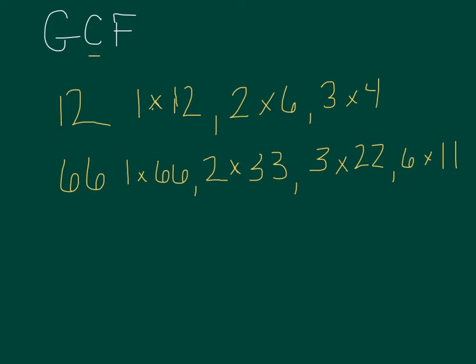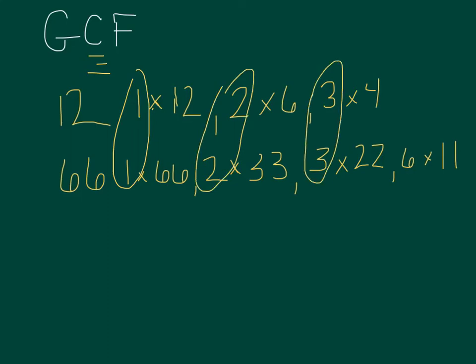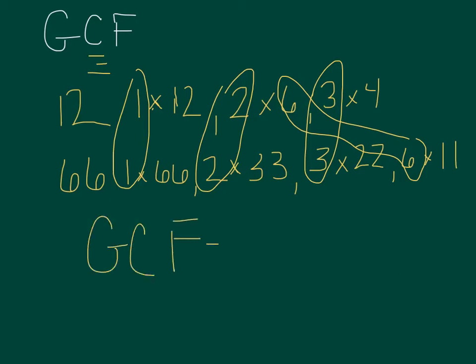Now I'm going to look for the common numbers, and I have 1 and 2 are the same. I have 3, and then I also have 6. But remember what I said, the key word was greatest. What is the greatest, the biggest number that they have in common? Well, the greatest number that they have in common is the number 6.